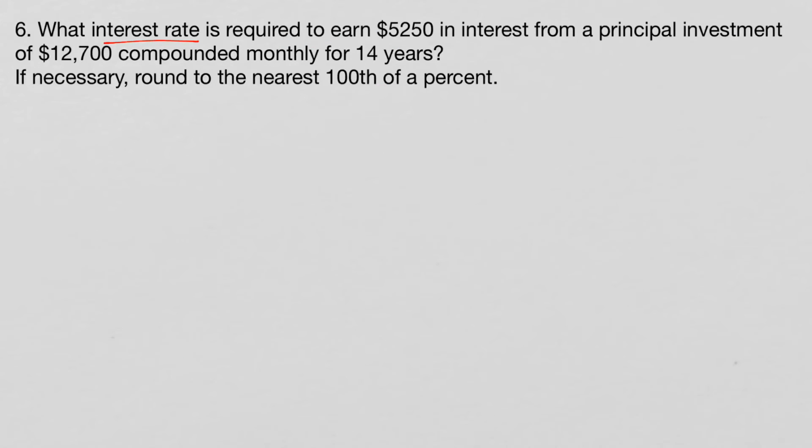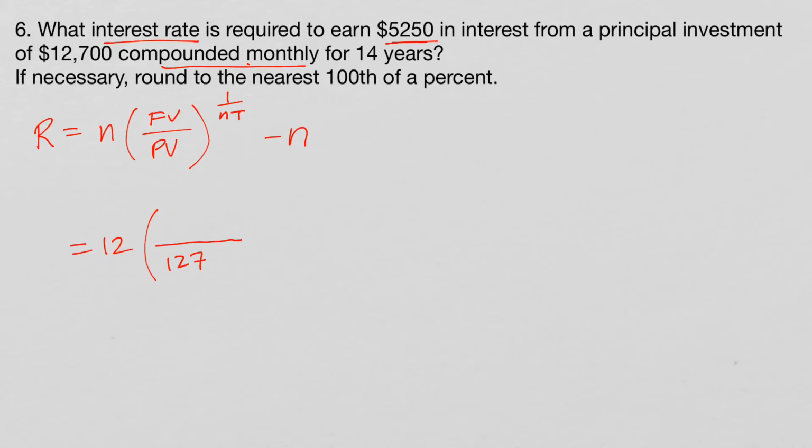Okay, and again, it's asking you to solve for rate. So I'm going to just use the formula that we already know. Rate is equal to N times the future value over the present value, 1 over NT, minus N. Okay, so we are compounding monthly, so this is 12. The amount of interest is 5250. That's not what we started with. We started with 12,700. But we're not ending at 5250. We're getting 5250 more than that.